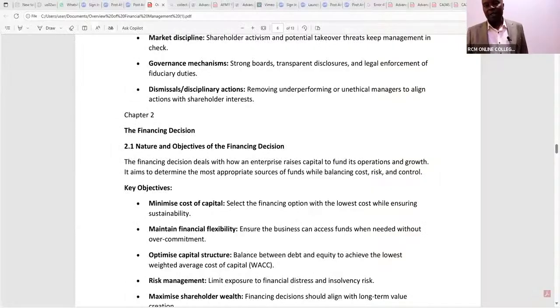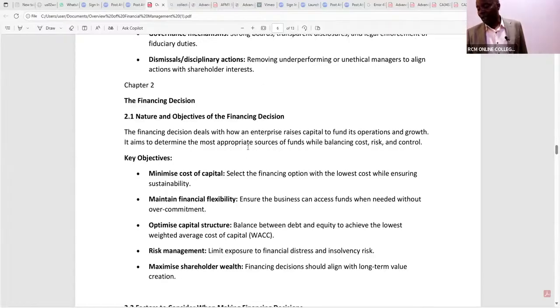If you look at your syllabus, I hope you guys have your syllabus, this is what we call the financing decision. How do we finance our projects? So 2.1, nature and objectives of the financing decision. We are told here, the financing decision deals with how an enterprise raises capital to fund its operations and growth. It aims to determine the most appropriate source of funds while balancing cost, risk, and control of the business.